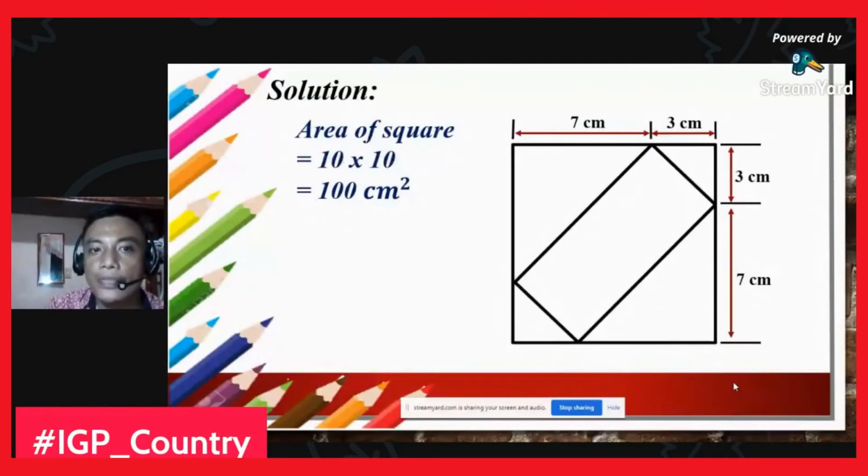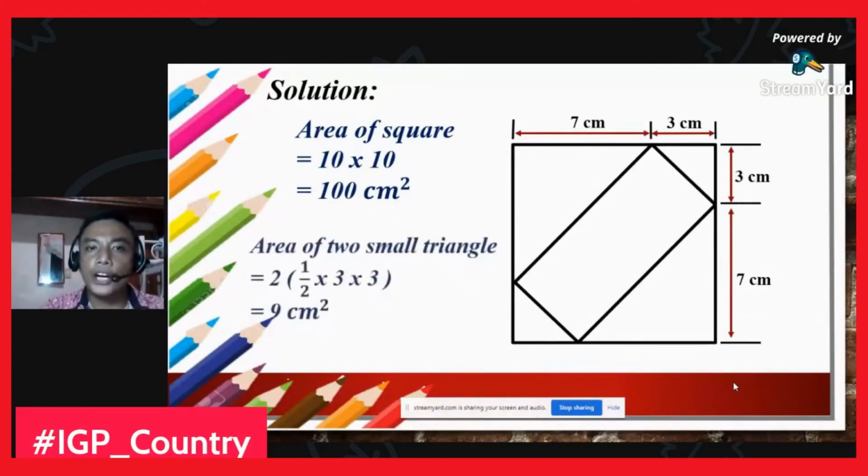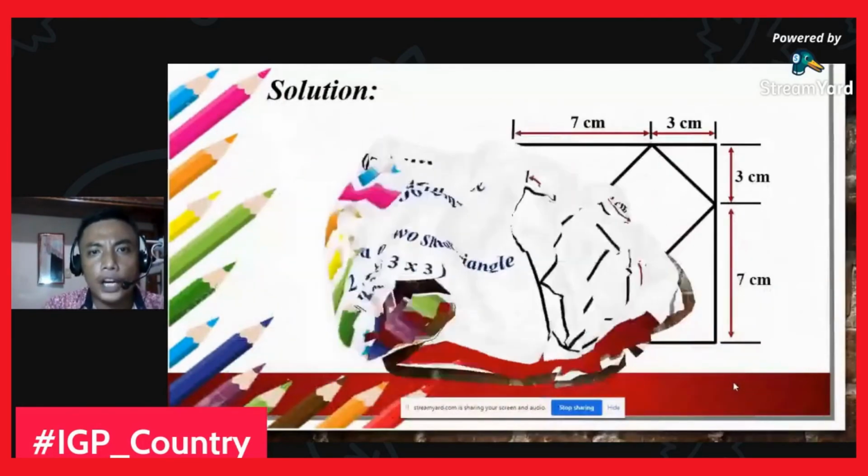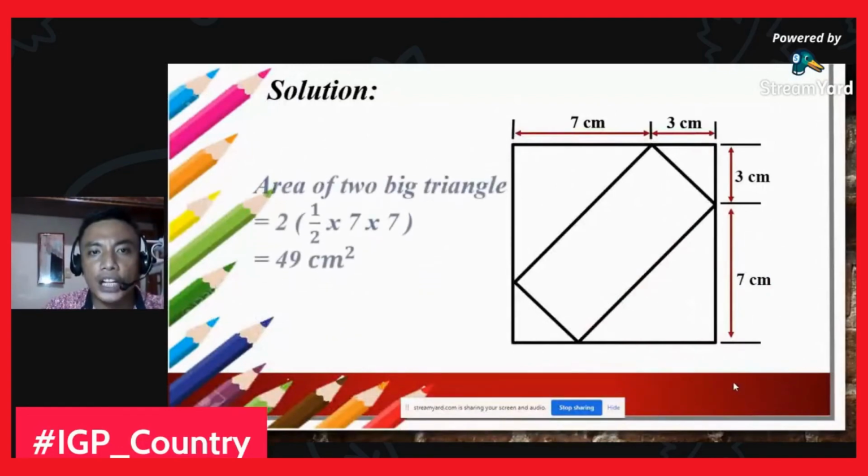That is given as 10 times 10 is equal to 100 square centimeters. Next, the area of the 2 small triangles. As we can see, from the upper top, the measure of the side of the triangle is given as 3 by 3. Since we have 2 small triangles, that is 2 times 1/2 times 3 times 3, which will give us 9 square centimeters.